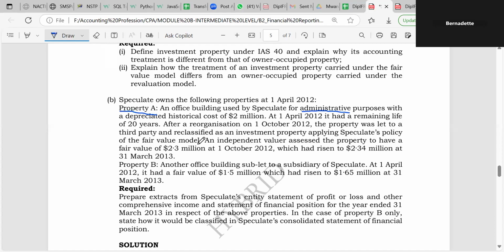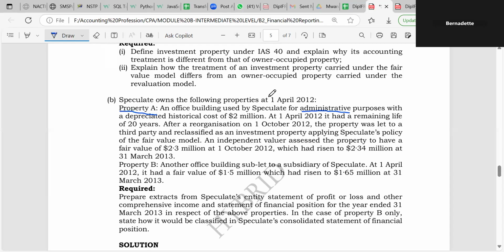And actually, maybe if you use the fair value model, it will be fine because if you use the cost model, you said there will be no gain or loss, right? But you are told that we will be using the fair value model. Then an independent valuer assesses the property to have a fair value of what? 2.3 million at 1st October 2012, which had risen to 2.34 million at 31st March 2013. Okay, the year starts on 1st April and so it ends on 31st March.